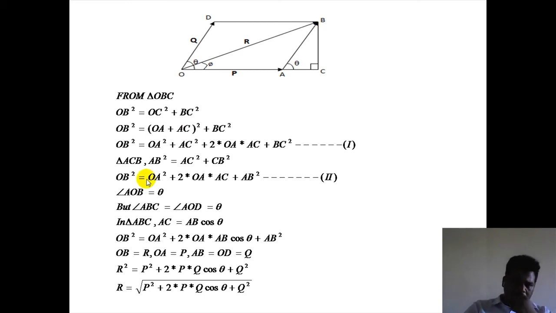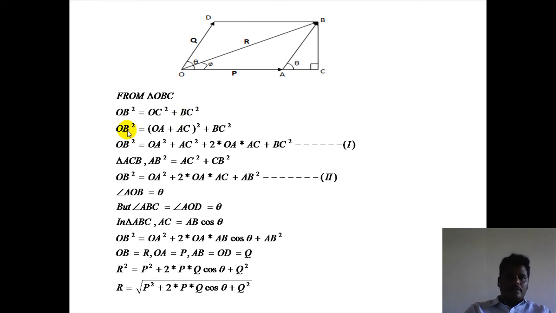Now from triangle OBC. Where is OBC? OBC is a right angle triangle. Perfect. From this, by the Pythagoras theorem, OB square is equals to BC square plus OC square. OB square is equals to OC square plus BC square.